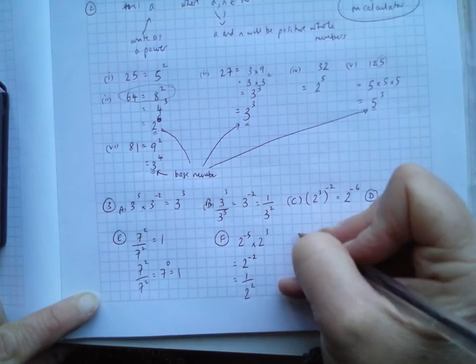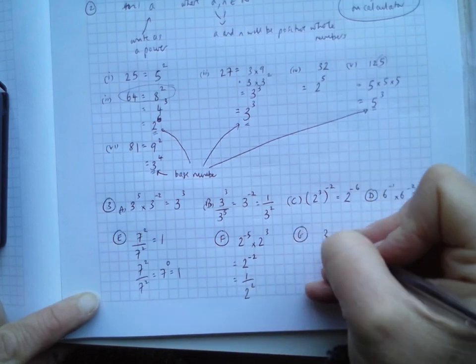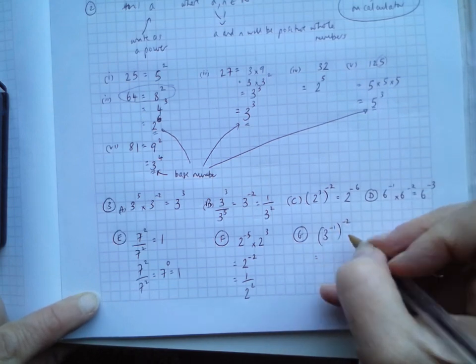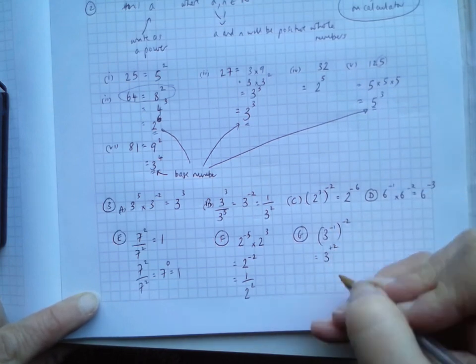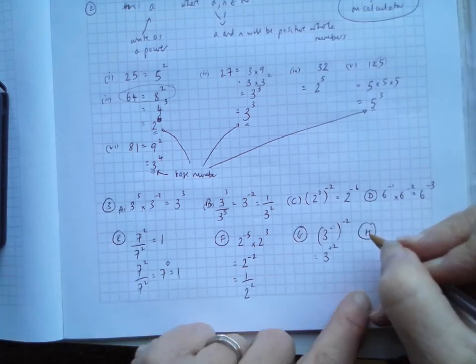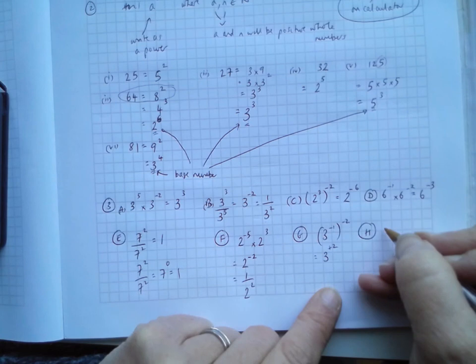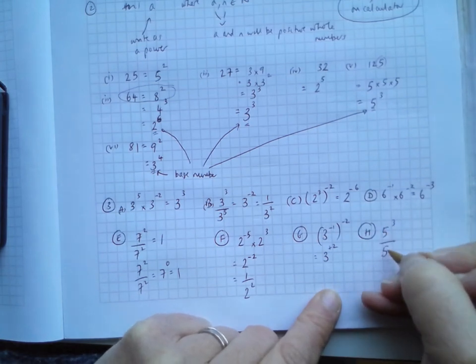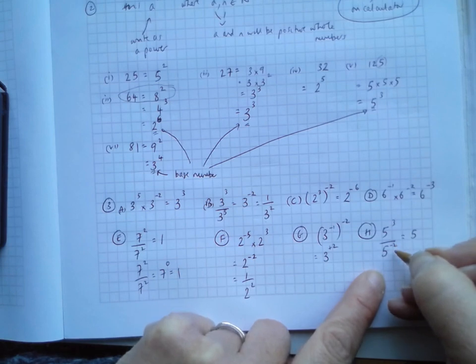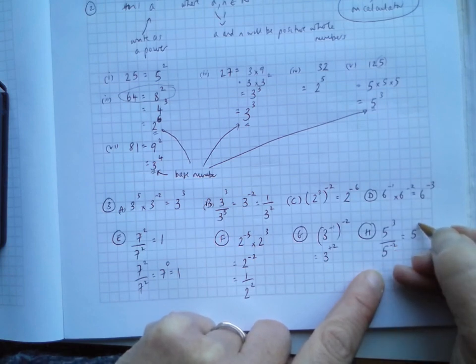G, 3 to the power of minus 1 to the power of minus 2. These multiply because it's a power to a power, so 3 to the power of plus 2. And part H, 5 to the power of 3 over 5 to the power of minus 2, which is 5 to the power of 3 minus minus 2, which would be 5 to the power of 5.